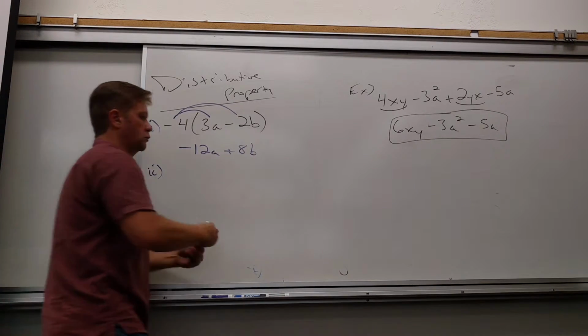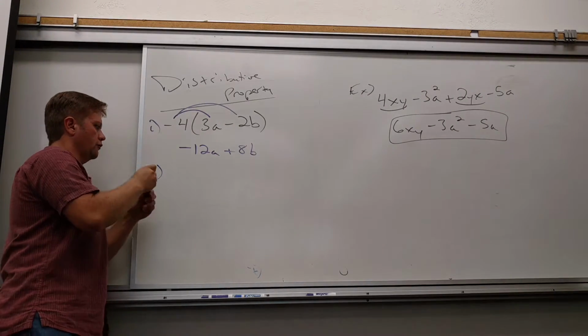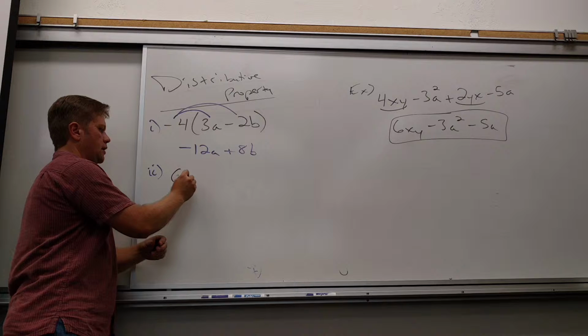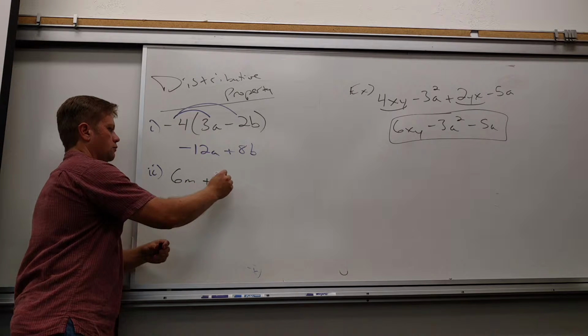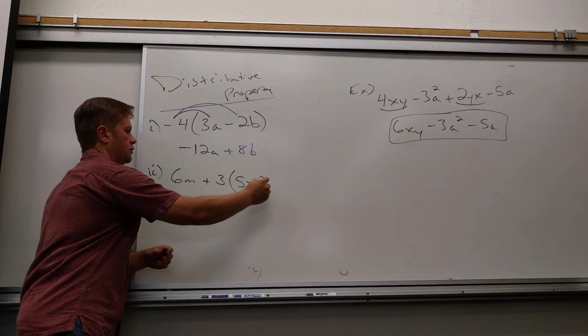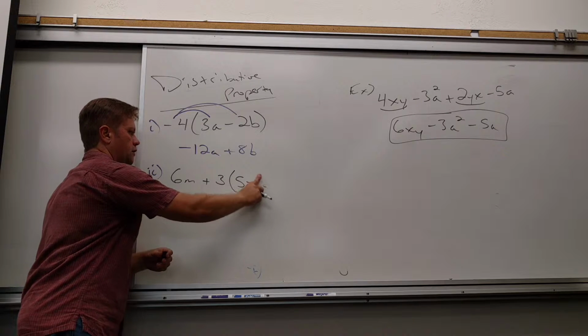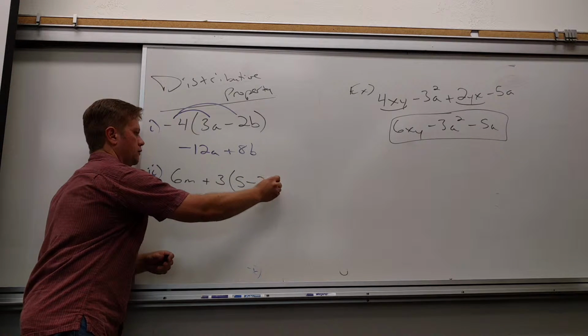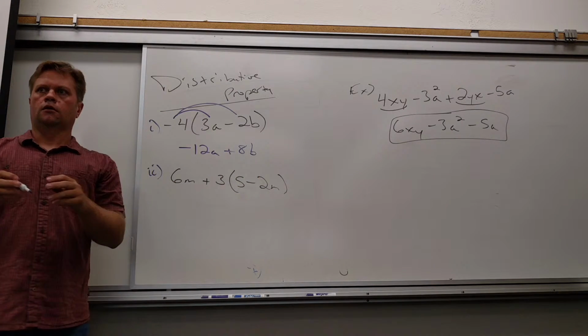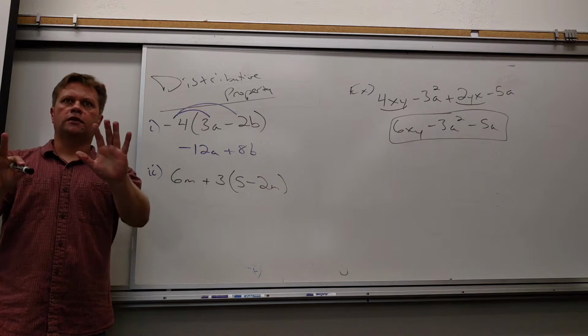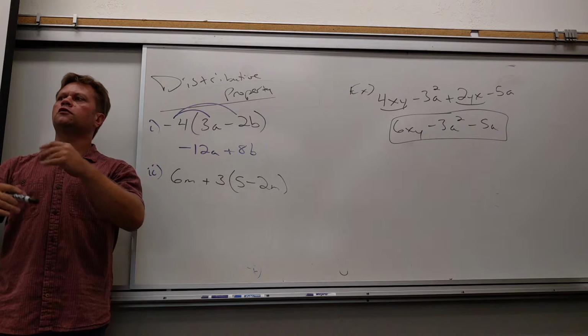Now here's how it works with like terms. I really want this to make sense. So if I had 6m plus 3 times 5 minus... This is why you do distribution first.